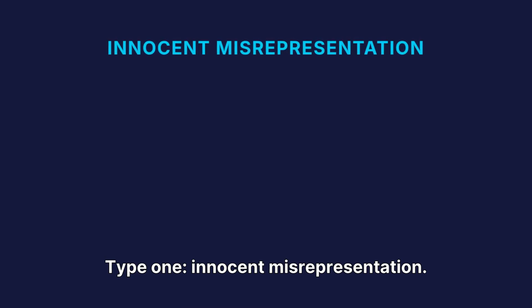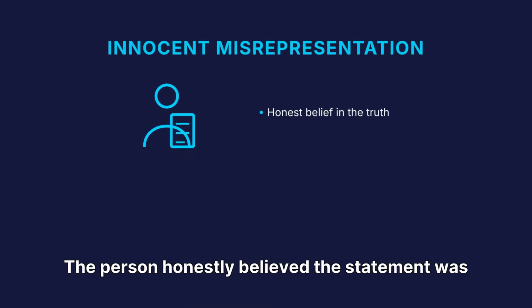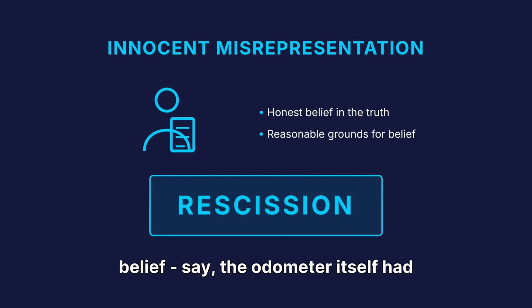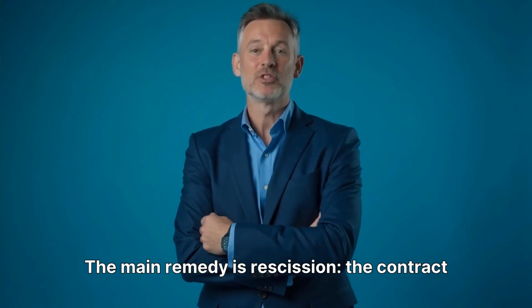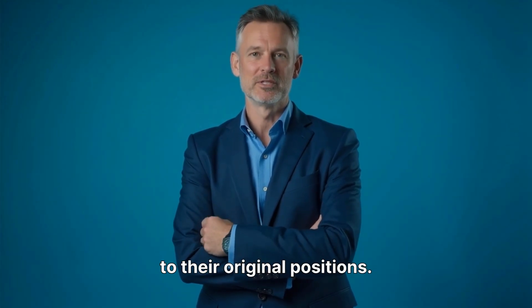Type 1. Innocent misrepresentation. The person honestly believed the statement was true and had reasonable grounds for that belief. Say, the odometer itself had been tampered with by a previous owner. The main remedy is rescission. The contract is canceled, and both parties are returned to their original positions.